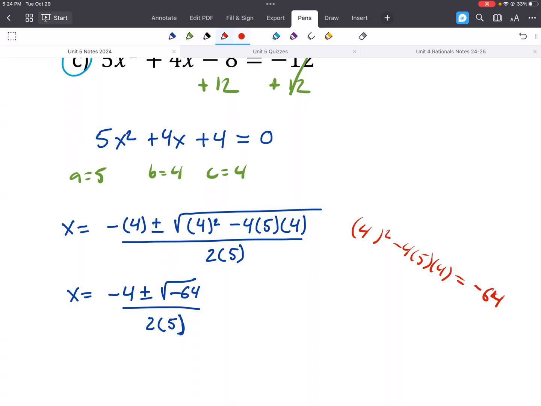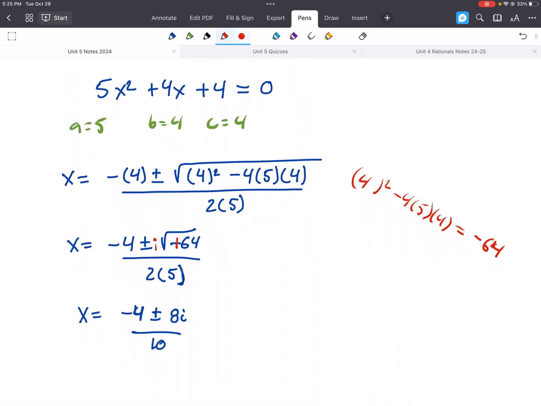Okay, so again, we have a negative inside, gives us an i. And then the nice thing here is the square root of 64 is a nice number to square. You could just use your calculator and you would get 8. But if not, you could do the factor tree. It will still work. Okay, so we'll end up just getting x equals negative 4 plus or minus 8i over 10.